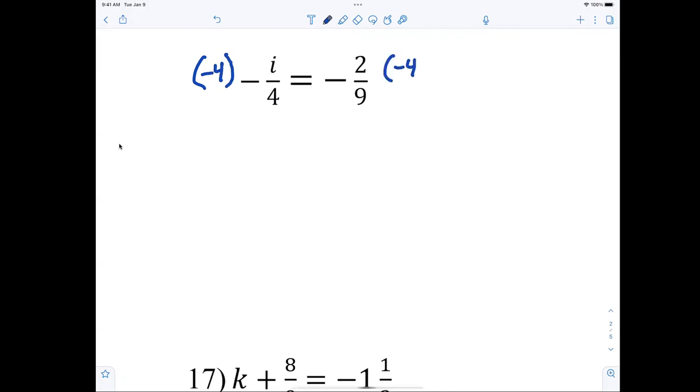Multiply by -4. What happens to the two -4s? What happens? What do they do to each other? Yeah, leave them alone. They cancel out. So I equals, what's -2/9 times -4? Come on, what is that? What is that?